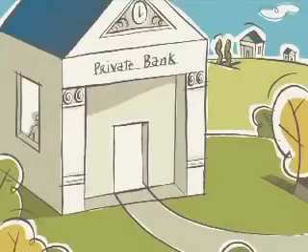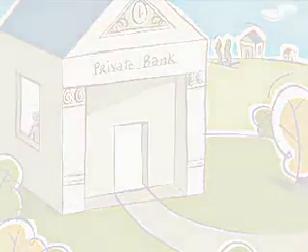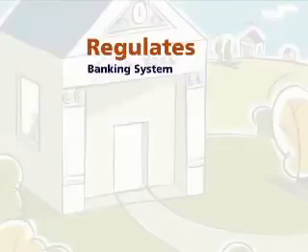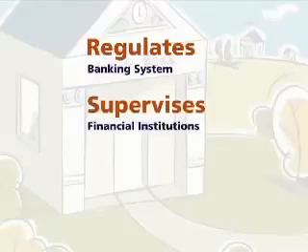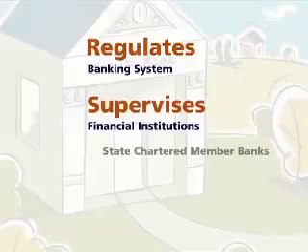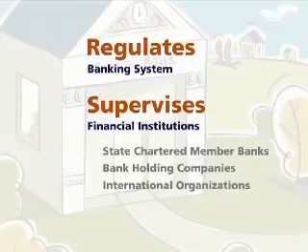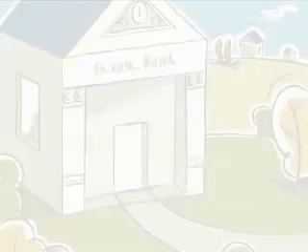As you might recall, Congress created the Federal Reserve to foster safe, sound, and competitive practices in the nation's banking system. To accomplish this, the Fed both regulates the banking system and supervises certain types of financial institutions. In case you're wondering, these types include state-chartered member banks, bank holding companies, which are the companies that own banks, and international organizations that do banking business in the United States. There are other types of banks that are supervised by other regulators.